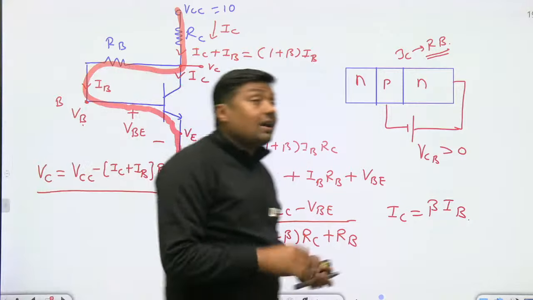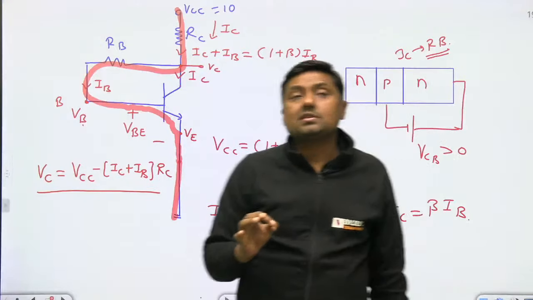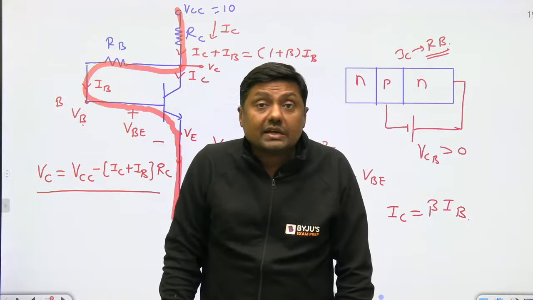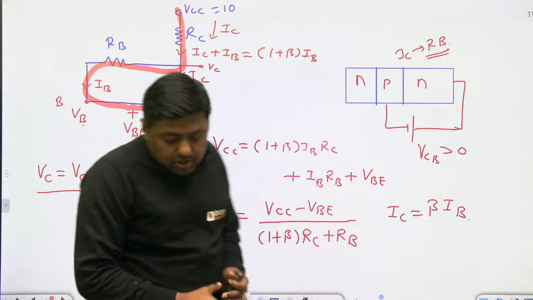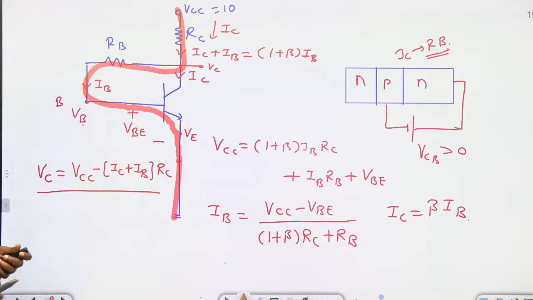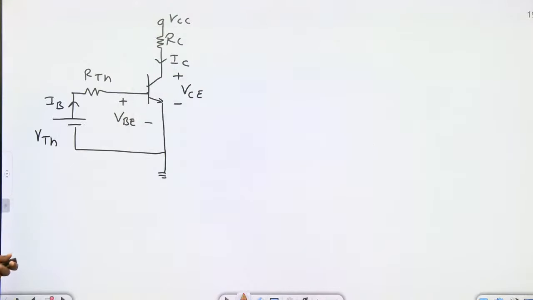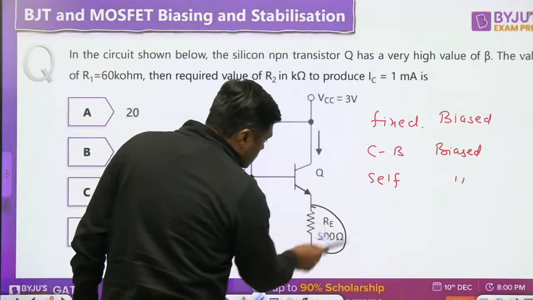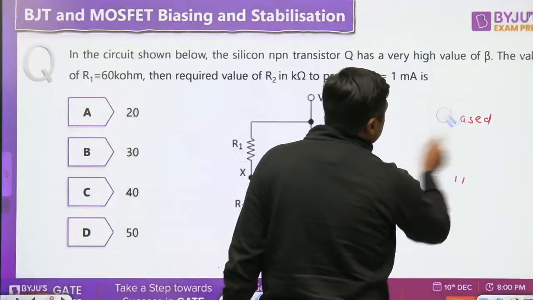It is called collector base biased circuit. Okay. Collector base biased circuit. Right. So this type of questions generally they ask. Now, try to solve this one. Okay. What is the answer for this question?